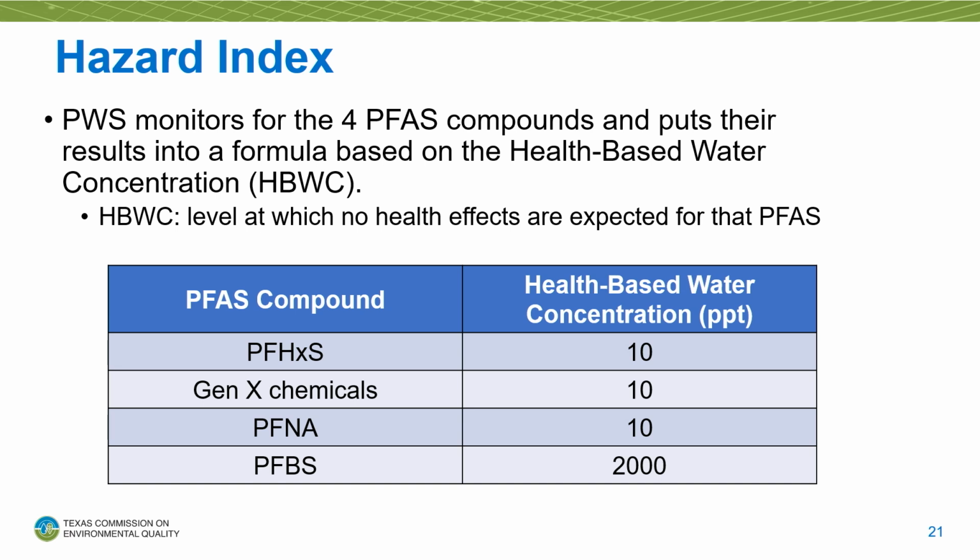I'm going to go over the hazard index a little bit more in depth. So PWS monitors for the 4 compounds and then puts their results in a formula that's based on the health-based water concentration, and that's the level at which no health effects are expected for that PFAS. So just before you see the equation, I wanted to show you how they got to the numbers in the equation. So for PFHxS, it's 10, as well as GenX and PFNA. Those are all 10. And then for PFBS, it's 2,000 parts per trillion.